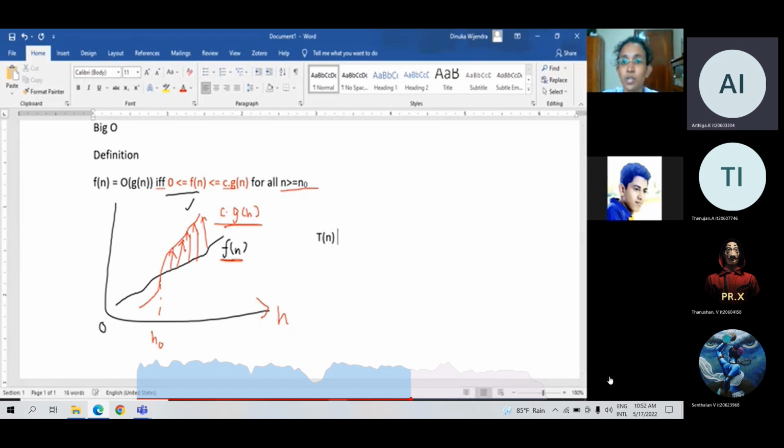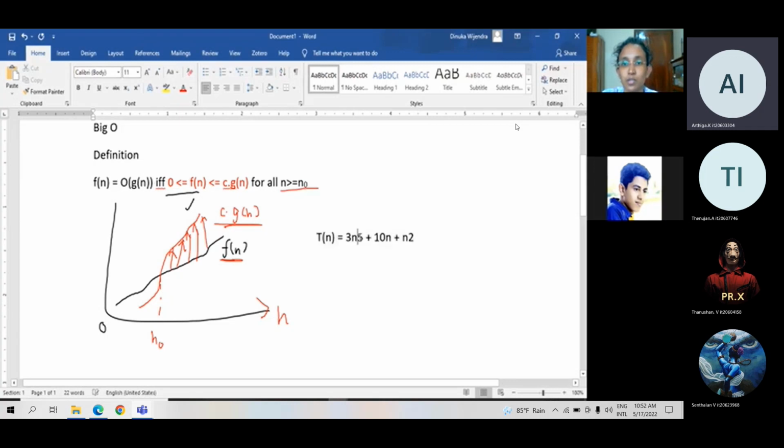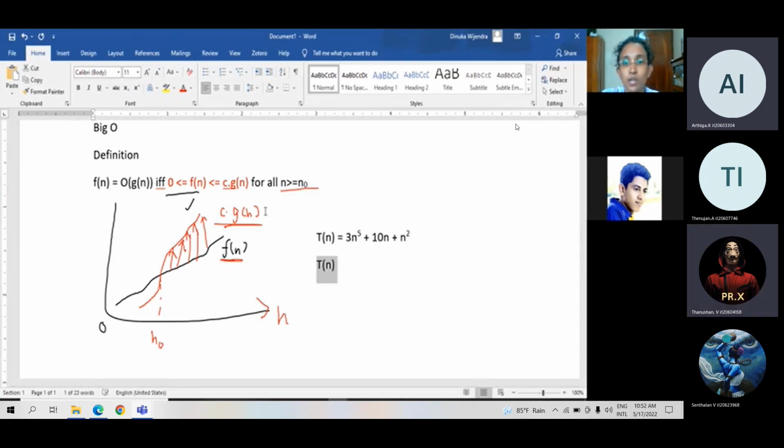Okay, now if somebody is asking something like this, I have already done something like this, like 3 and 5. I will write it like this: 3 and 5 plus 10n plus n squared. This 5, sorry, is an exponent, and this n squared is also an exponent. If I am asking what is the big O value of this one?